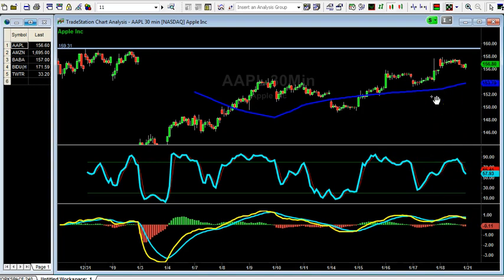This is a bearish signal for a lot of short-term traders. So I would understand counter-trend traders may be very interested in trading Apple to the downside.